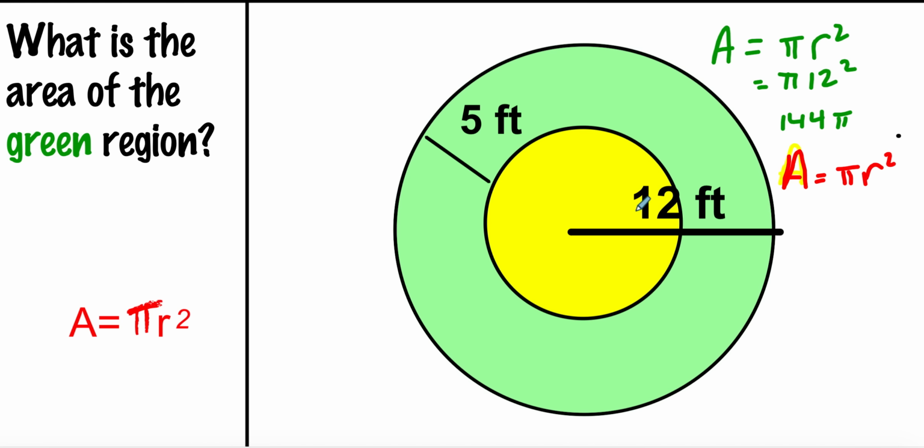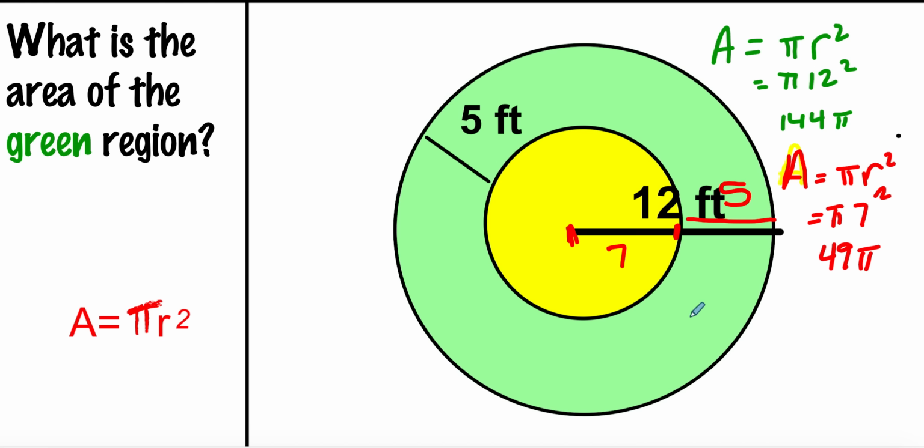Now, what do you notice here? I notice that from here to here is going to be the same distance as it is from here to here, which is 5. So if this whole thing is 12 and this much is 5, it means that just this yellow part here is 7. So in that case, that is my radius. When I multiply those, I get 49 pi.